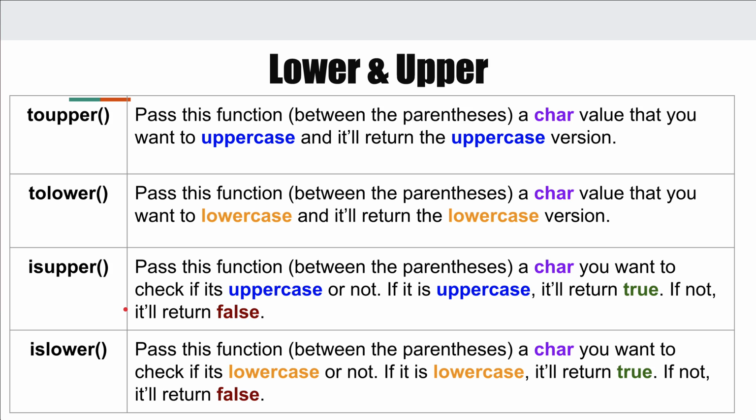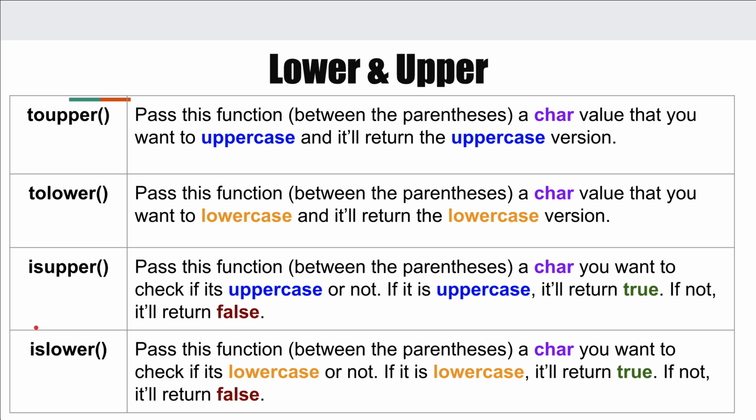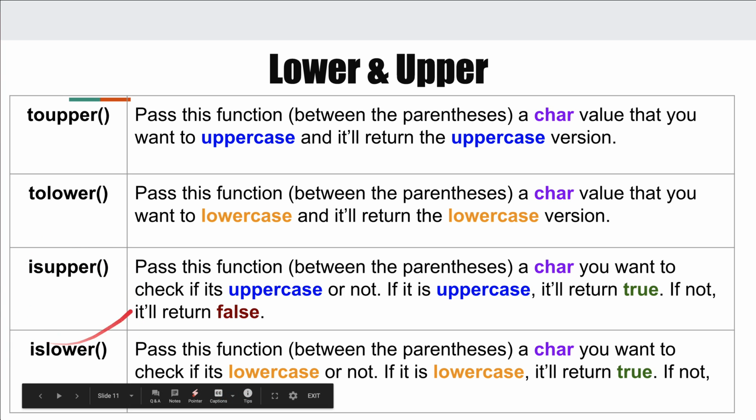Now, how do we know when to use those? Well, sometimes we need to check first. isupper, you pass it a char, and it'll check if it's uppercase or not. If it is uppercase, it'll return true. If not, false. Same thing for islower. We pass it a char. If it is lowercase, it'll return true. If it is not, it'll return false. So you really got to think if statements for these two. You need to use these where conditions are appropriate.